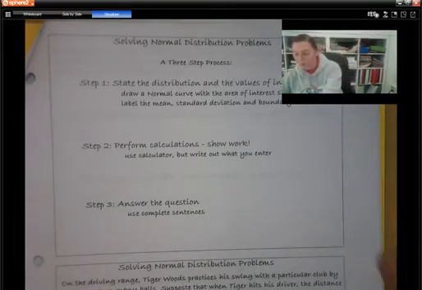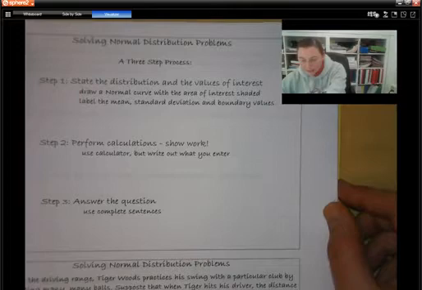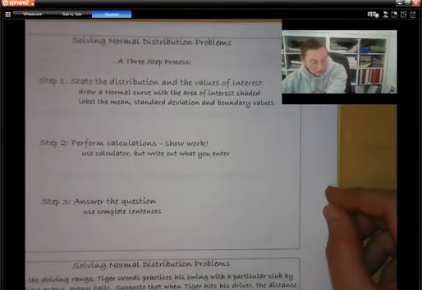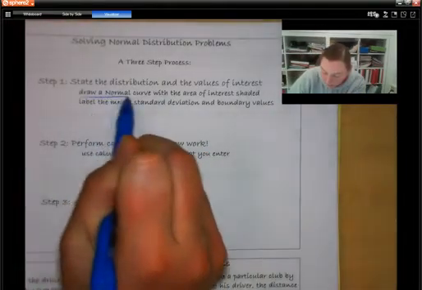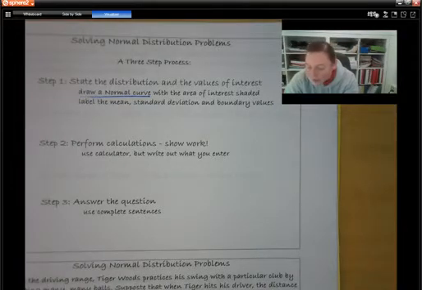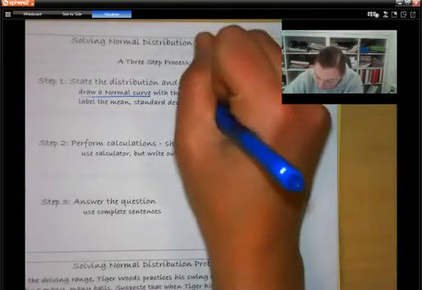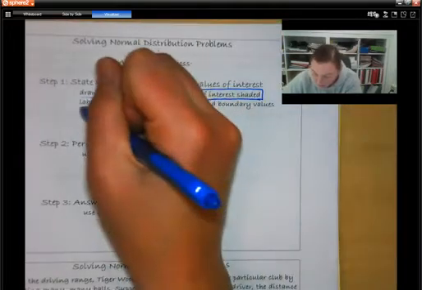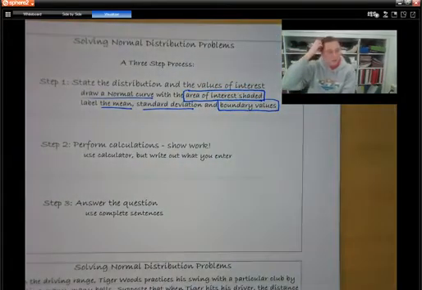When you have these types of problems, there are 3 steps that you need to follow. The first step is to state the distribution and the values of interest. What I mean by that is draw your normal curve, and on your homework I did put the template. Make sure you have your area of interest shaded, and you need to label your mean, your standard deviation, and the boundary values that have to do with what you shade. And you'll see what I do in a minute.